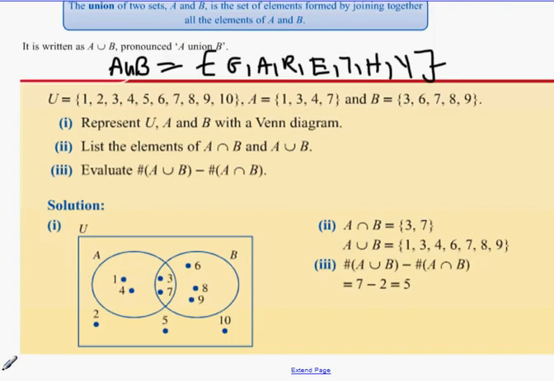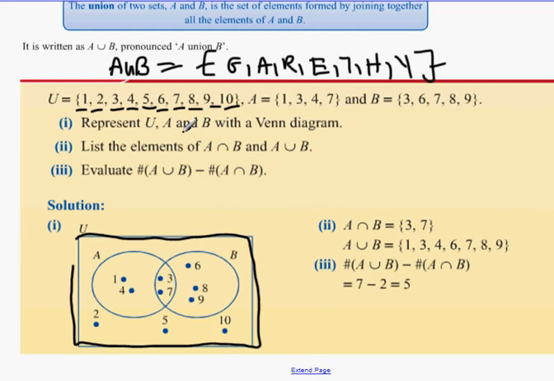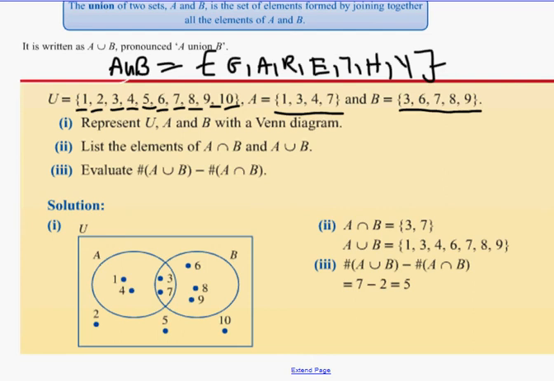An example would be, U is the universal set. U has 1, 2, 3, 4, 5, 6, 7, 8, 9, 10. U has all the numbers 1 to 10. So you can see that U is represented by a box here, and all the numbers 1 to 10 have to be within this box. Next part. A is 1, 3, 4, and 7. B is 3, 6, 7, 8, and 9. What do they have in common? 3 and 7. 3 and 7 go in the middle. Now, what numbers do A and B not have?